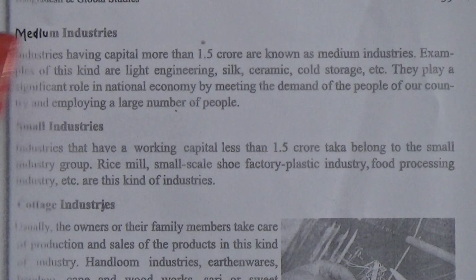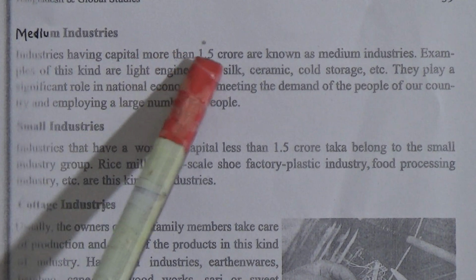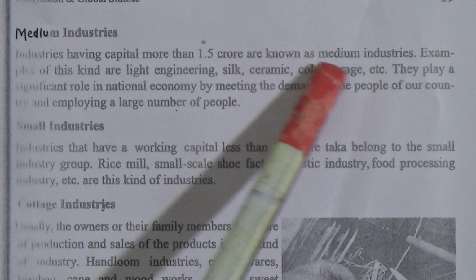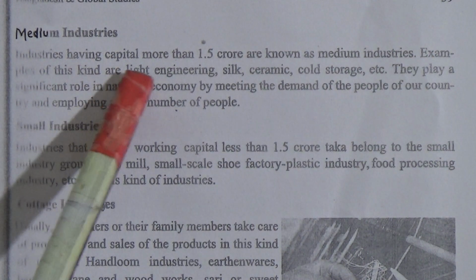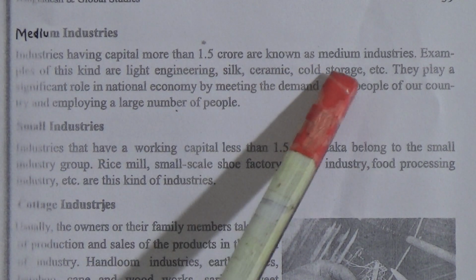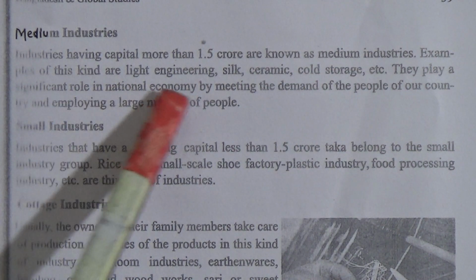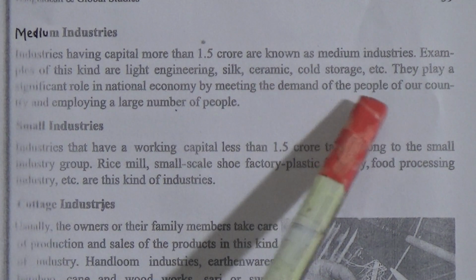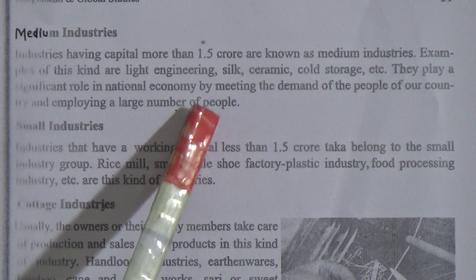Now we will learn about medium industries. Industries having capital more than 1.5 crore are known as medium industries. Examples of this kind are light engineering, silk, ceramic, cold storage, etc. They play a significant role in national economy by meeting the demand of the people of our country and employing a large number of people.